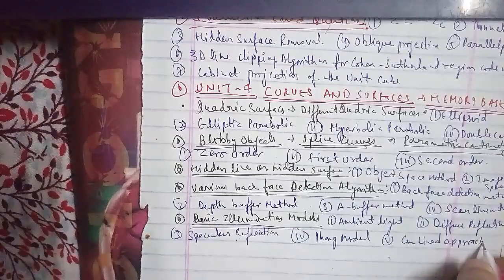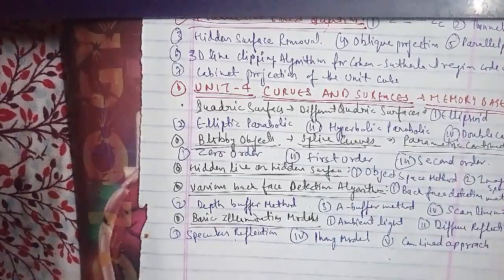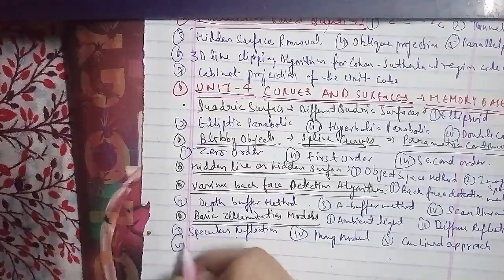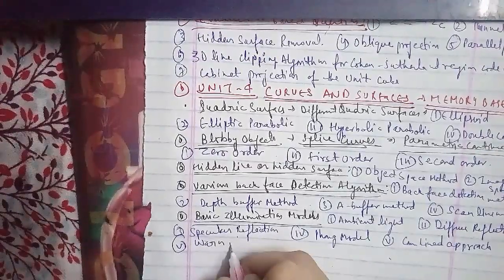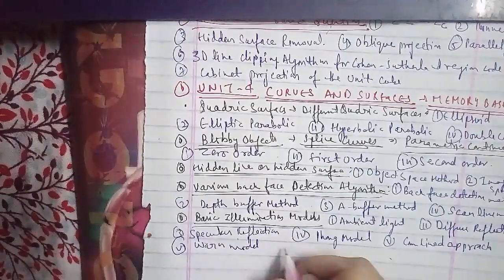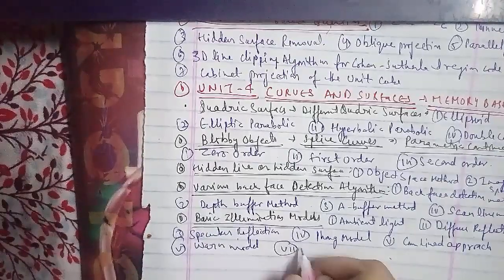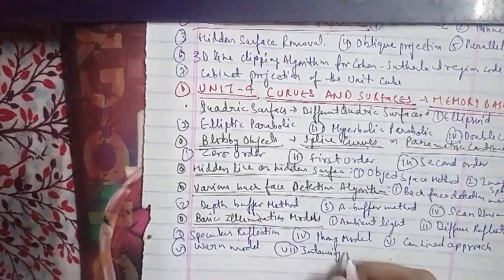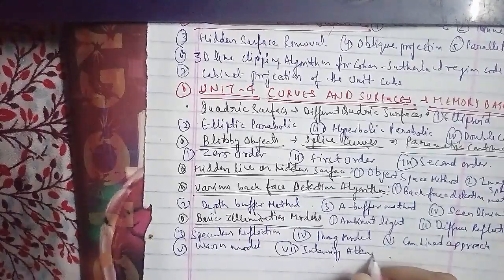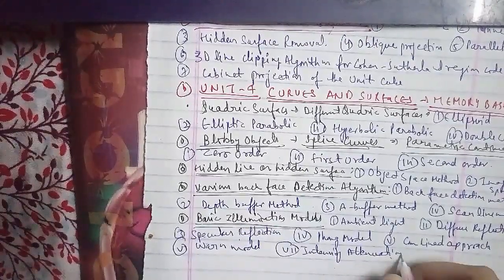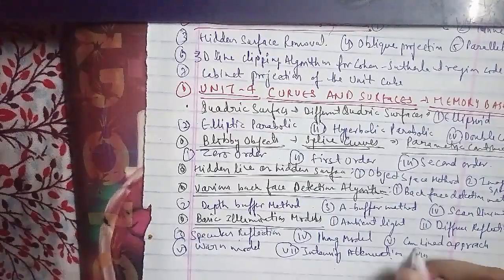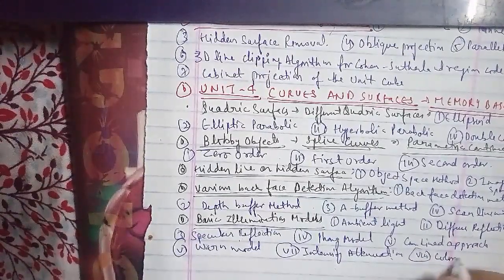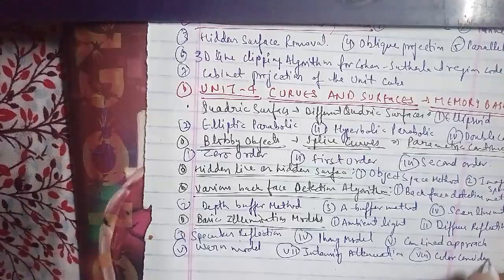The other question has been asked is, what do you understand by the coefficient of reflection? So the coefficient of reflection, we'll talk about it here. The coefficient of reflection is the ratio of the light reflected from the surface to the total incoming light to the surface.